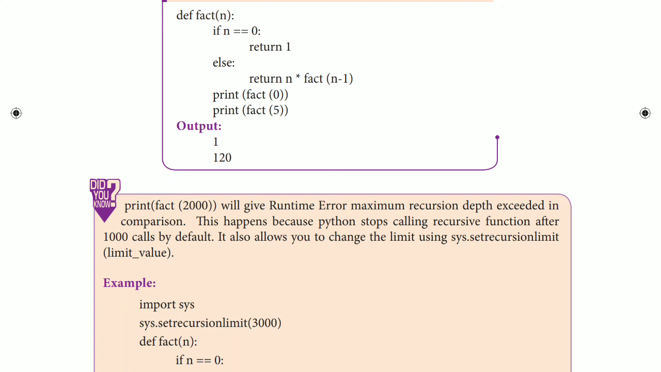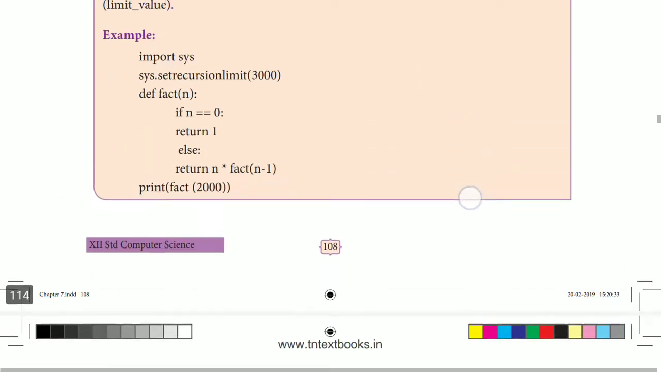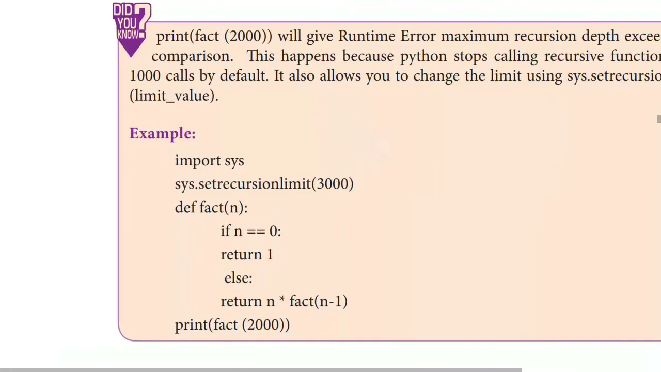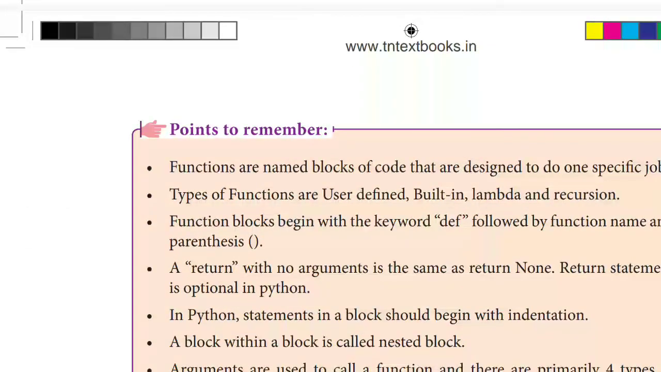sys.setrecursionlimit in this program. Here you can see that import sys is used. sys.setrecursionlimit(3000). After that you can see that they are using the same function and you are getting the recursion value. The output is not given, it will be a very big number.